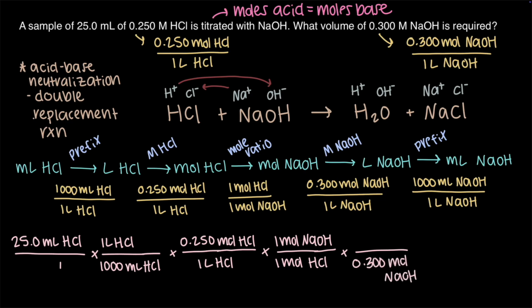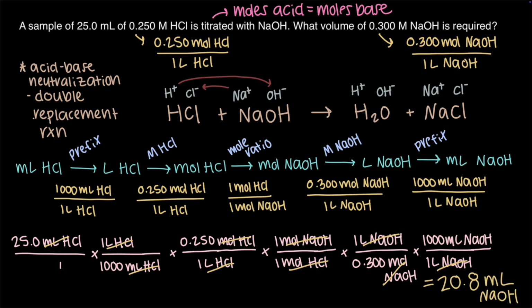In the next fraction, 0.3 moles of NaOH goes on the bottom and 1 liter of NaOH on the top. In the next fraction, 1 liter of NaOH goes on the bottom and 1,000 milliliters of NaOH on the top. All units cancel, leaving us with milliliters of NaOH. Multiplying and dividing all values, we get 20.8 milliliters of NaOH.